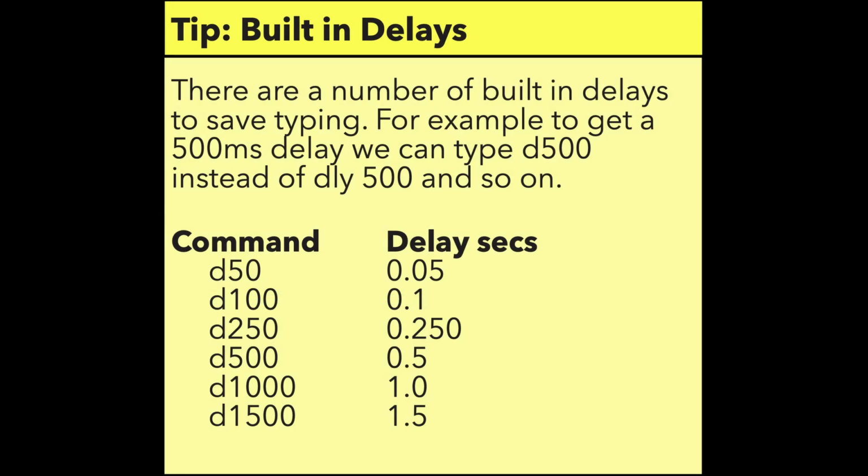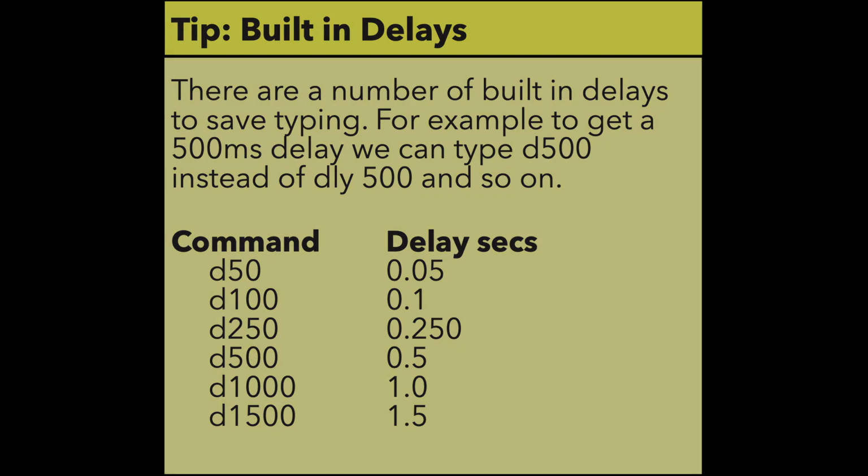To save some typing, there are a number of built-in standard delays. So for example, D50 will delay for 50 milliseconds, D250 will delay for quarter of a second, and so on.